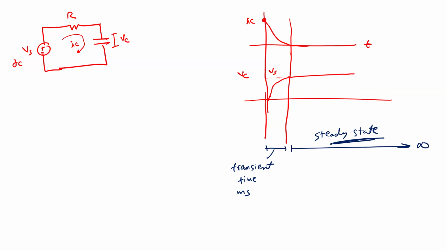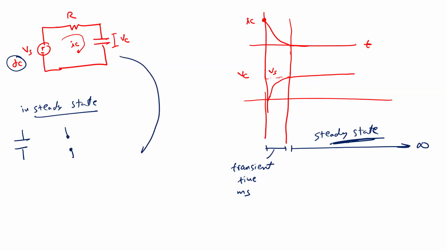The very important thing here in steady state, again, when the input is DC, because if it is AC, it's a completely different story: in steady state, the capacitor is going to act like an open circuit.